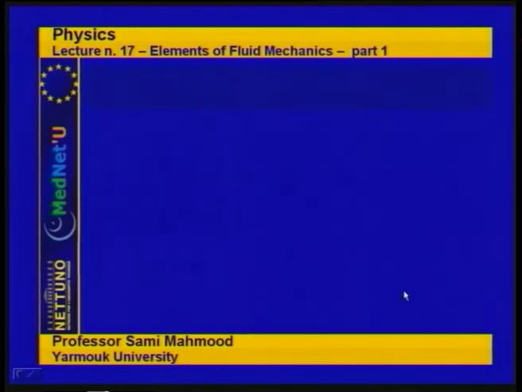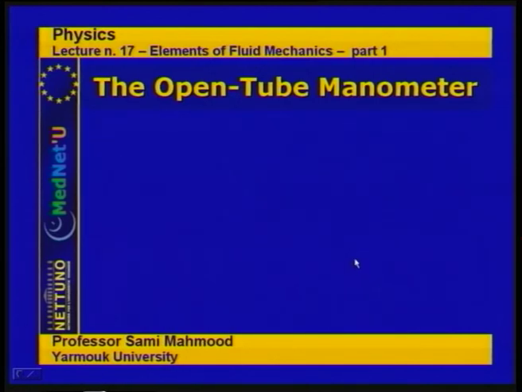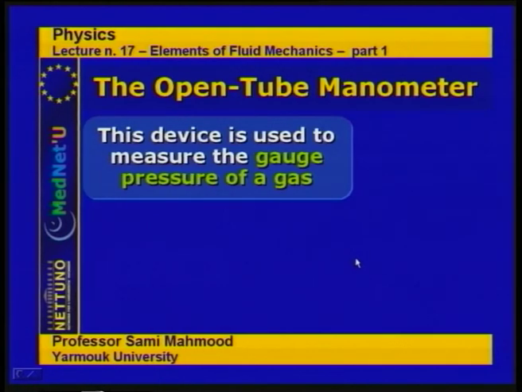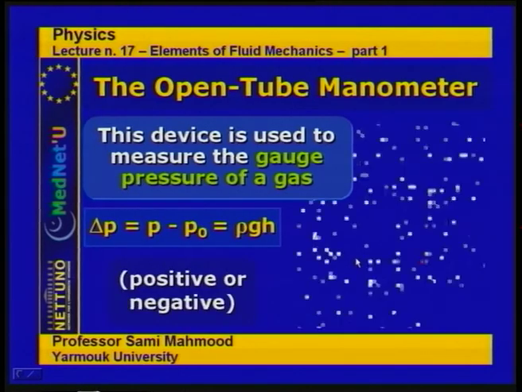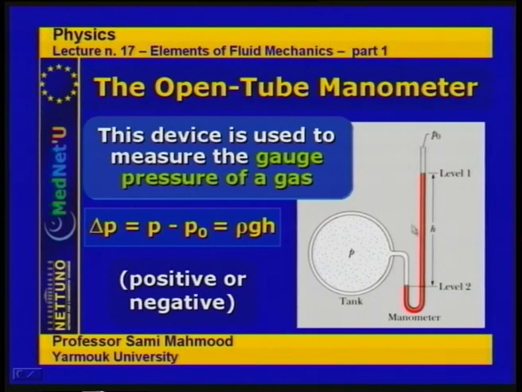Now, the second device that we use for measuring the pressure is the open tube manometer, and this device is used to measure the gauge pressure. It consists of, as the figure shows, an open tube containing a fluid of known density, and one end of the tube is attached to the gas container whose pressure we need to measure. Its pressure is supposedly P, and the other end of the tube is left open to the atmosphere, where at that level the pressure is the atmospheric pressure.